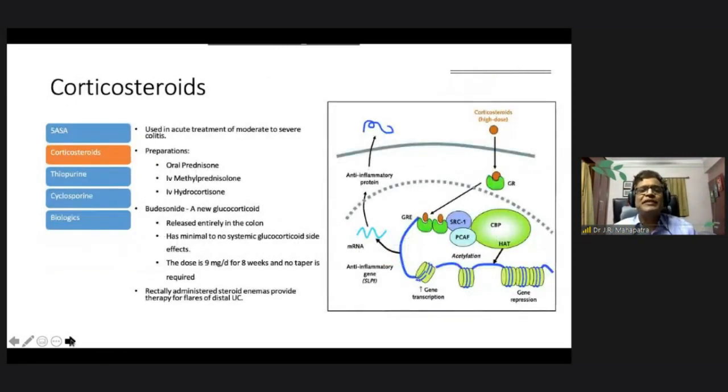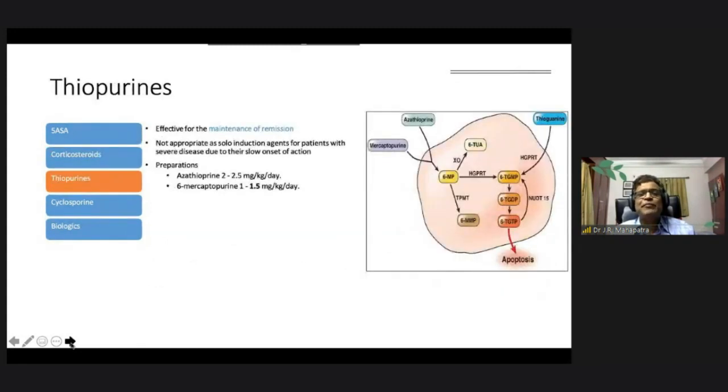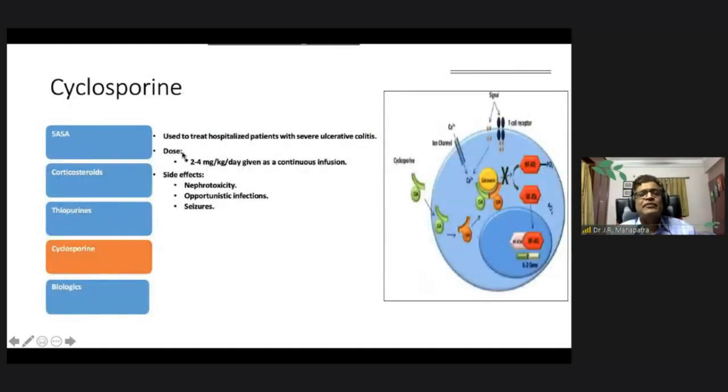Corticosteroids are used in acute treatment. There are longer acting ones like budesonide 9 mg with MMX technology, which disperses in the colon. Rectal administration can also be used for topical use. Thiopurine is effective for maintenance of remission. The dose, as already mentioned, is 2 to 2.5 for azathioprine and 1 to 1.5 for 6-mercaptopurine. Azathioprine is converted to 6-mercaptopurine in the body to be active. Cyclosporine is used to treat hospitalized patients because it is an intravenous preparation, 2 to 4 milligram per kg.